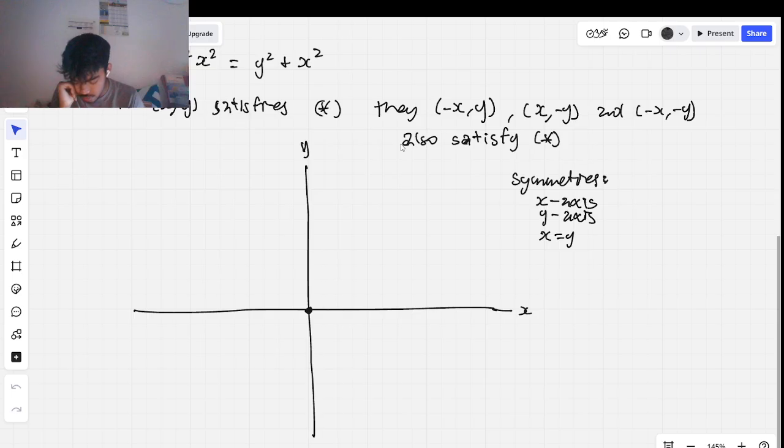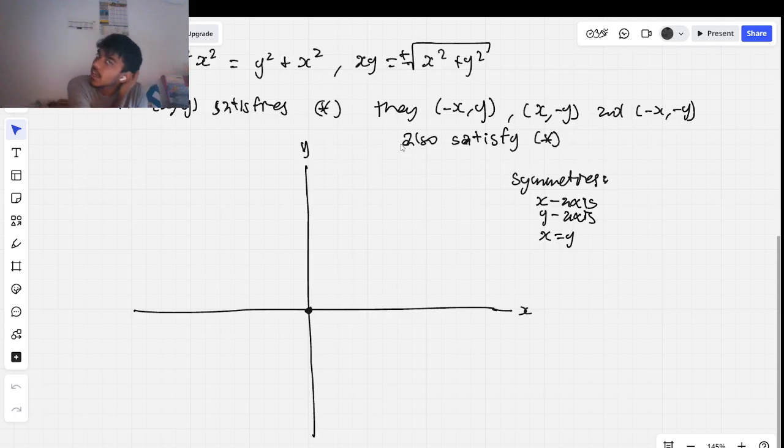So I know the origin is a point that satisfies this. What else can I say? Well, I can also write this as xy equals plus or minus the square root of x squared plus y squared. And x squared plus y squared is just a circle, and the square root of that is a semicircle. So still no good.